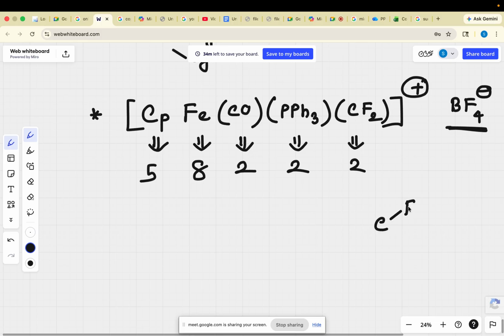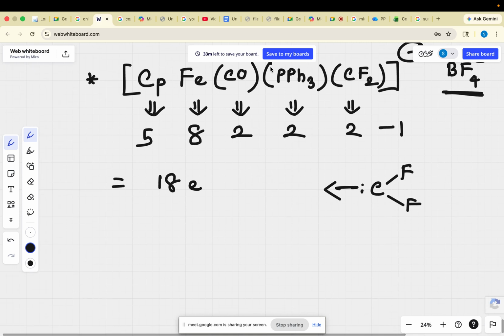So you have this CF2. Carbon has a total of 4 electrons. Already it is making bonds with 2 fluorines, so that means 2 electrons are left that it will donate. So like that you have to check. And for the positive charge you have to subtract 1. So 5, 8, 13, 2, 15, 17, 19 minus 1, 18 electrons. Okay, very good.